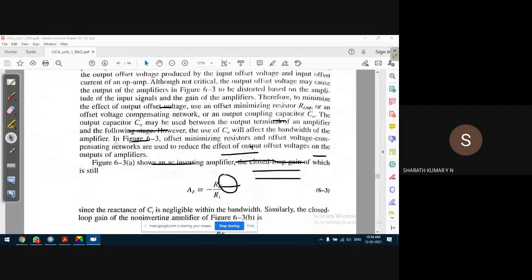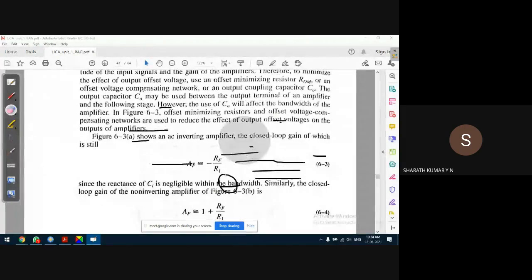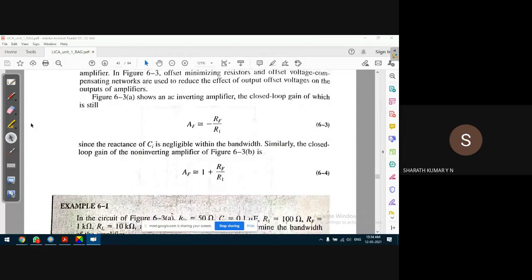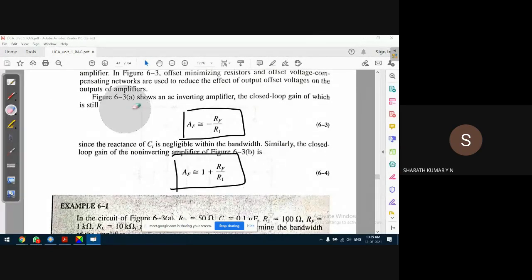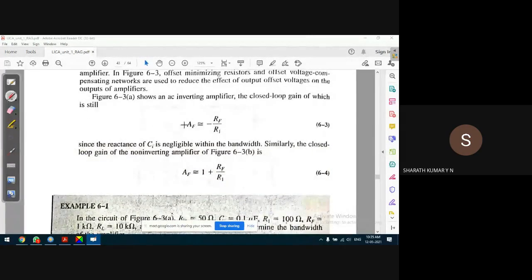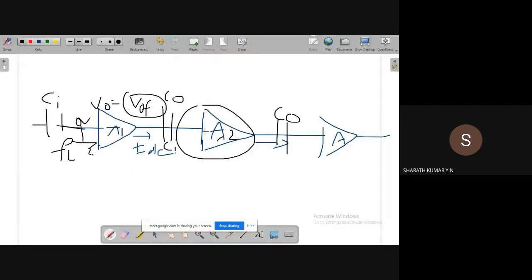So the author is talking about nullifying the output offset voltage. For an inverting amplifier, the gain is given as RF by R1. For a non-inverting amplifier, it is 1 plus RF by R1. These two formulas are very basic. Coupling capacitors will not affect the gain of the op amp, but they will affect the frequency of operation of the op amp.